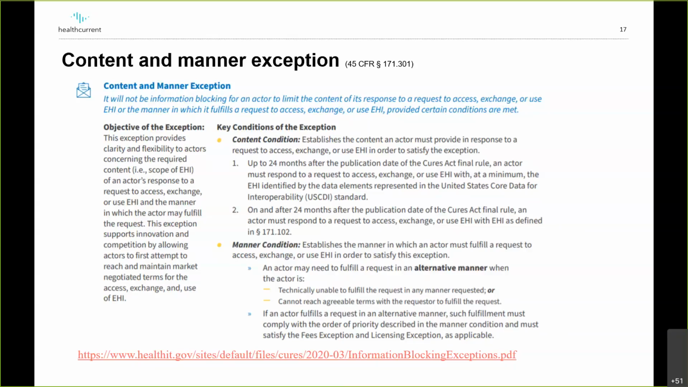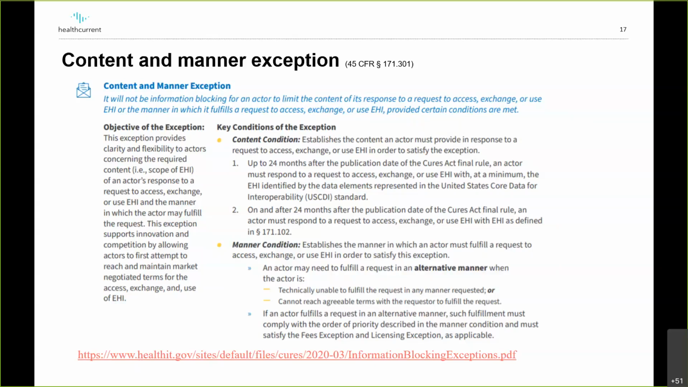So the way the content and manner exception is set up is it starts with this obligation that actors need to fulfill a request for access to EHI in the manner that it's requested, unless, and there's two unlesses, unless you're technologically unable to fill the request. For example, you get a FHIR API request for EHI. You're not set up to deal with FHIR. You're technically unable to fulfill that request in the manner that it's requested, okay? The other unless is unless you cannot reach agreeable terms with the requester to fulfill the access request.